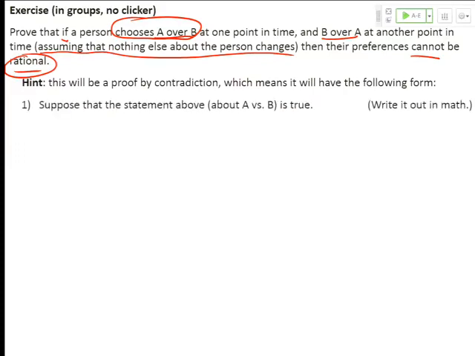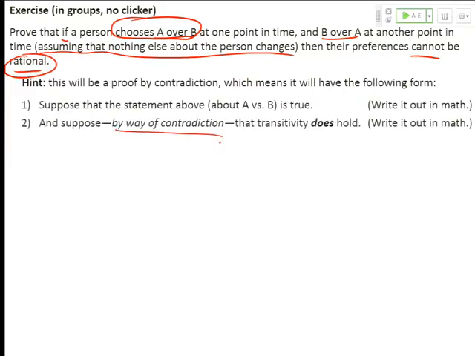So it works like this. Suppose that the statement above about A versus B is true. You write that down mathematically. And suppose, by way of contradiction, that transitivity does hold. Right? Because the statement is that transitivity doesn't hold if that statement about preferences holds. So suppose that the statement about A versus B does hold, is true, and suppose that transitivity does hold. Then I can show you, I being you, that some other thing must also be true mathematically, which is impossible.